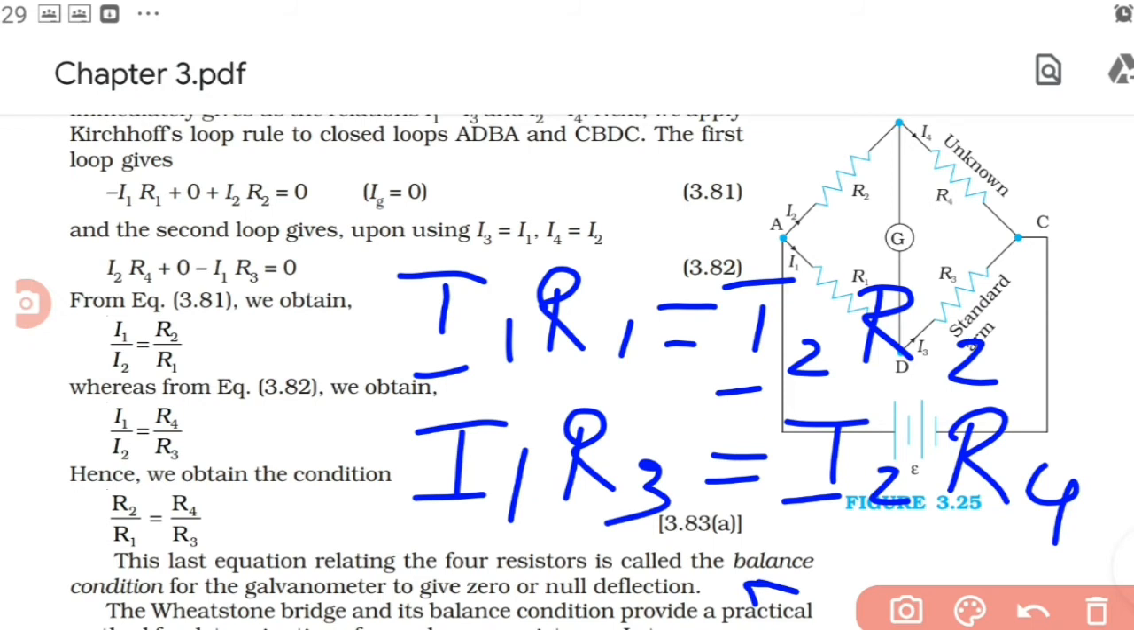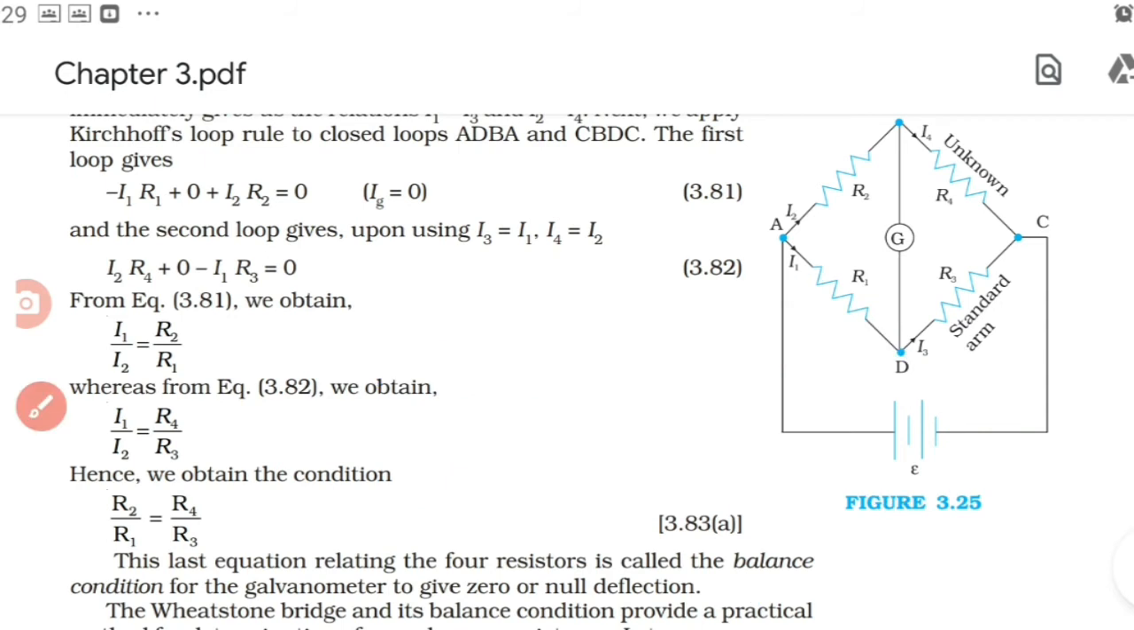Now simply divide the two equations. So I1 will get cancelled on dividing. I1 and I1 will get cancelled. I2 and I2 also will get cancelled. And what you get is the balancing condition, that is R2 by R1 or R1 by R2 equal to R3 by R4, or R2 by R1 equal to R4 by R3. In any manner you can write.